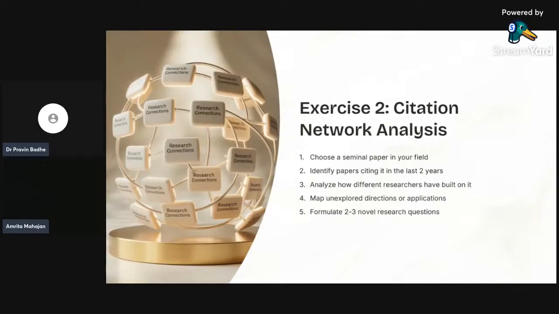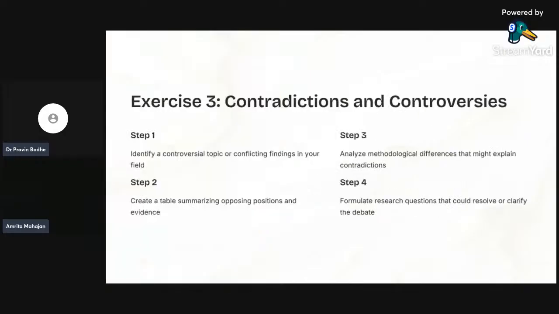The next is citation network analysis. Choose a particular seminal paper, and identify papers that have cited it in the last 2 years. You can analyze how different researchers have built on that particular citation, then map those unexplored directions and applications in that research, and formulate 2 to 3 novel research questions that add to the existing knowledge of that particular research.